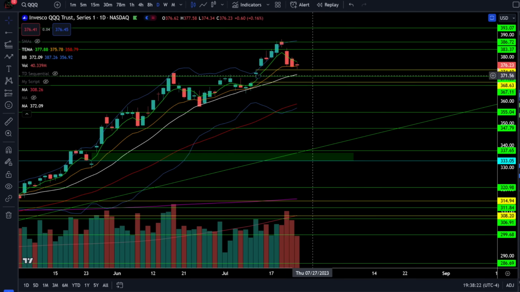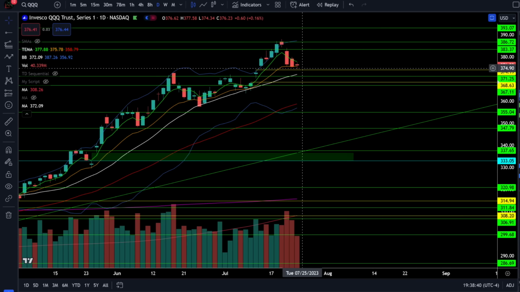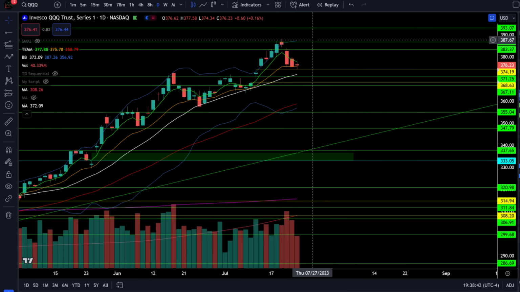So critical support in the triple Qs is going to be right here between 372 and 374. And the critical resistance is going to be this previous resistance zone between 383 and 387. Again, just like SPY, if we break through all of this resistance, we are likely testing the previous all-time highs. So this is not anything that I would be ignoring. We are getting very, very close to some very critical levels.